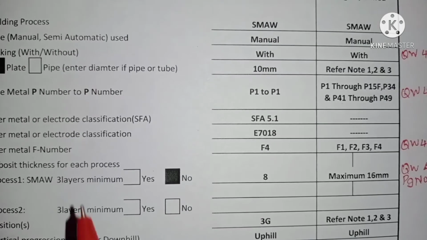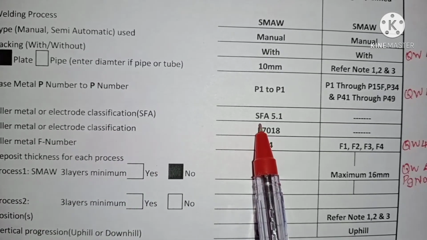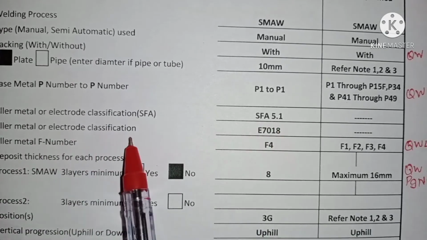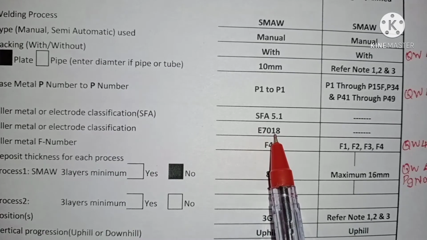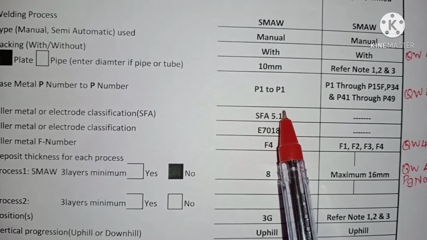Next variable is filler metal or electrode classification. The SFA number shall be mentioned here, that is SFA 5.1. Then filler metal electrode classification, that is E7018. These two variables shall be selected from the ASME Section 2 Part C.